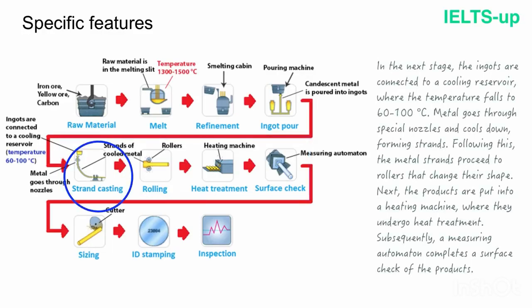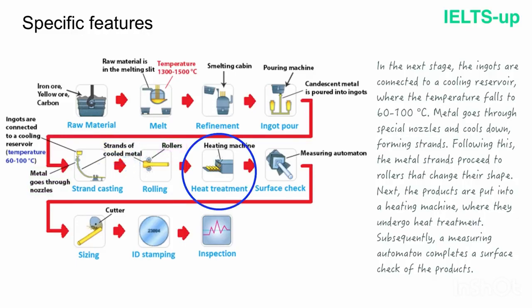In the next stage, the ingots are connected to a cooling reservoir, where the temperature falls to 60–100 degrees Celsius. Metal goes through special nozzles and cools down, forming strands. Following this, the metal strands proceed to rollers that change their shape.